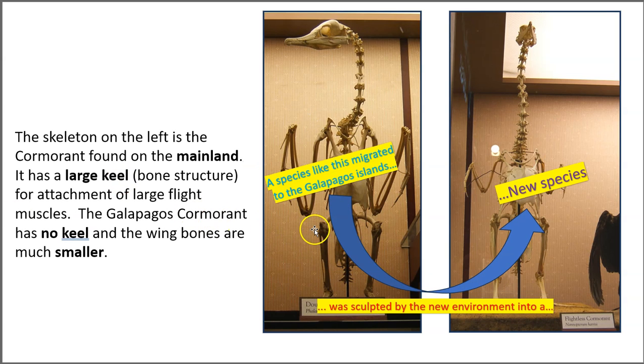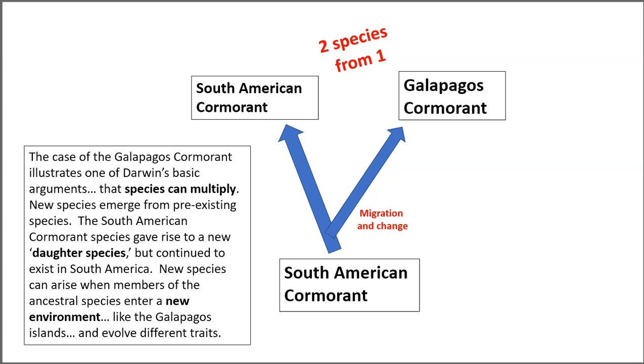So for Darwin, the idea is a species like this one on the left, the mainland cormorant, migrated to the Galapagos Islands and then was sculpted by the new environment into the new species. And here again, this is the process of natural selection. So for Darwin, the case of the Galapagos cormorant illustrates one of Darwin's basic arguments that species can multiply. So new species emerge from pre-existing species. The South American cormorant species gave rise to a new daughter species, but continued to exist in South America.